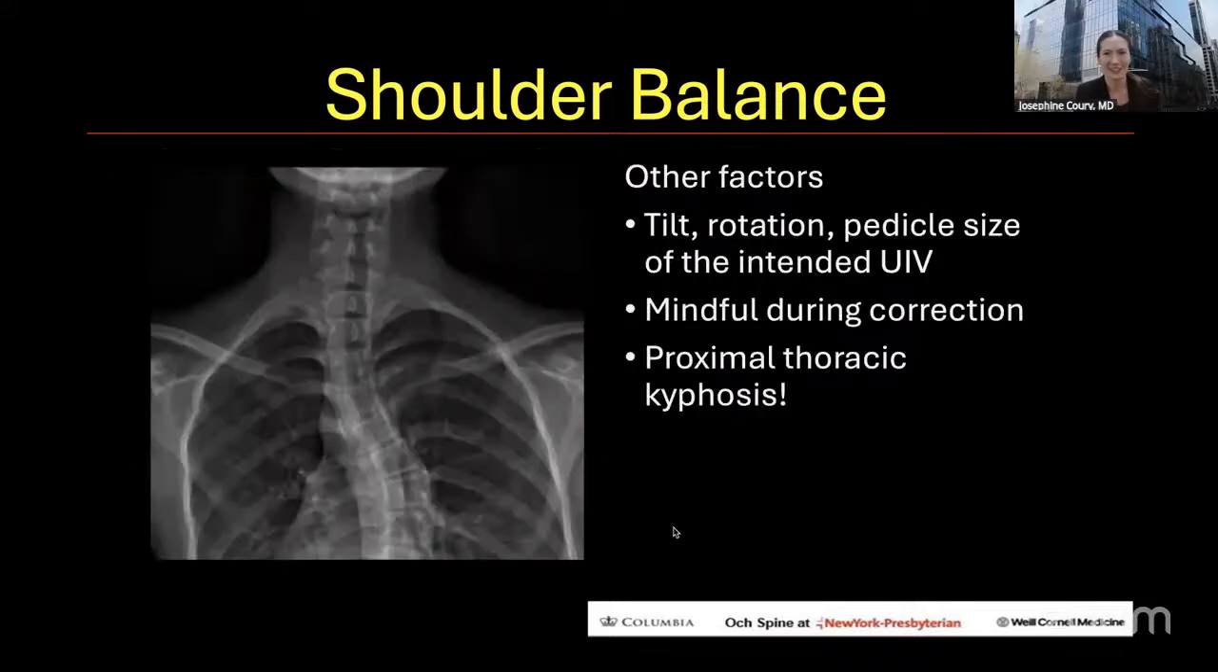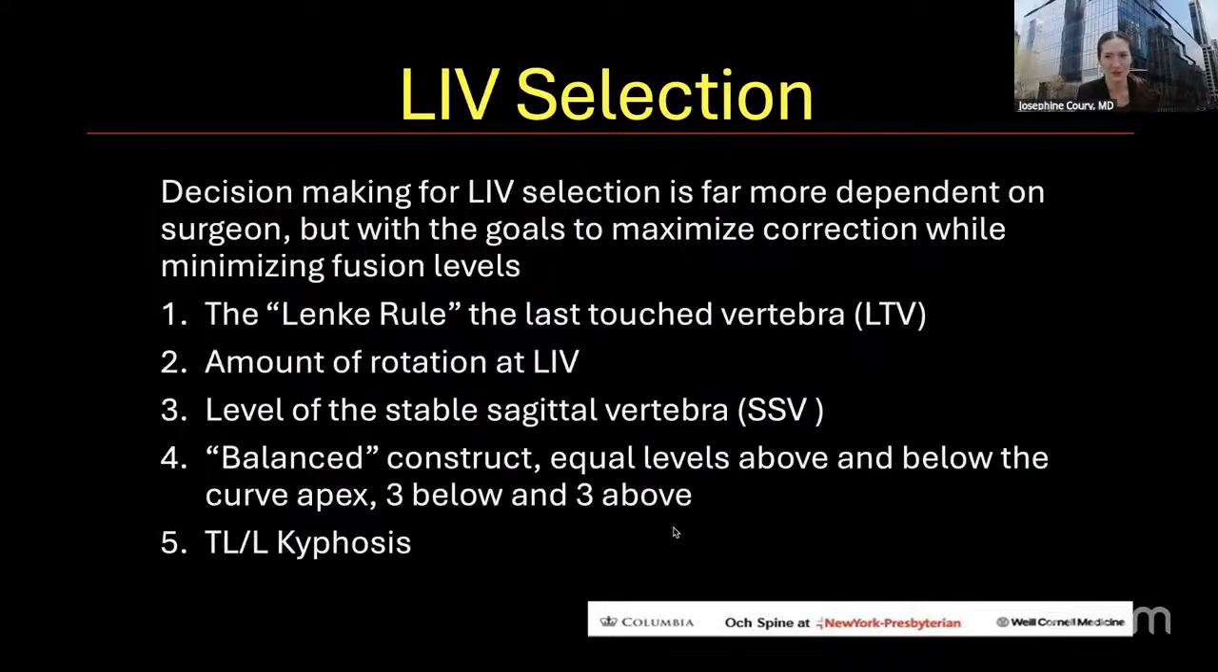We can move on. Yep. Yeah, we can go on to LIV selection. So I have LIV selection, and then I have a bit on adult idiopathic scoliosis too, if we have time. I want to talk about that as well.